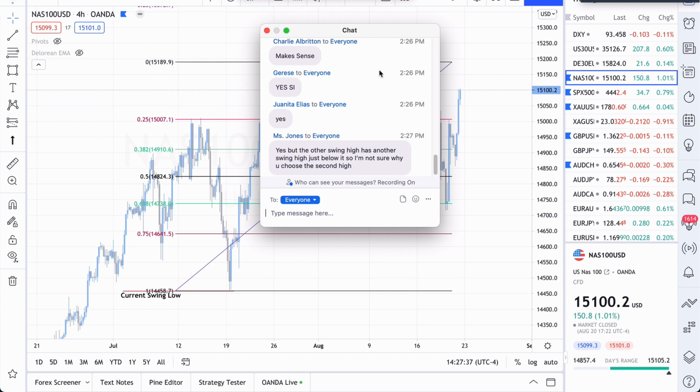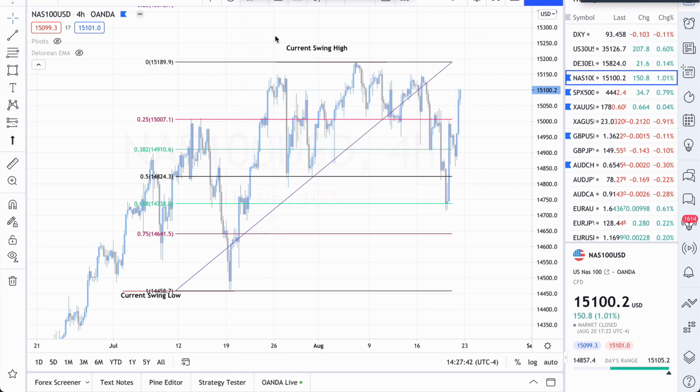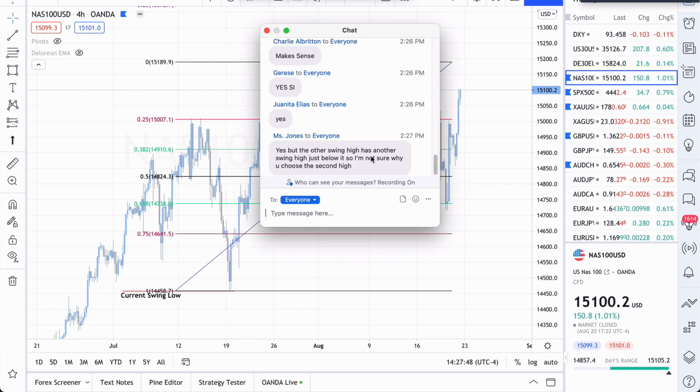Yes, but the other swing high has another swing high just below. You just answered your question. The swing high is below. If it's below, it's not a swing high. Does that make sense, Mrs. Jones? Perfect.